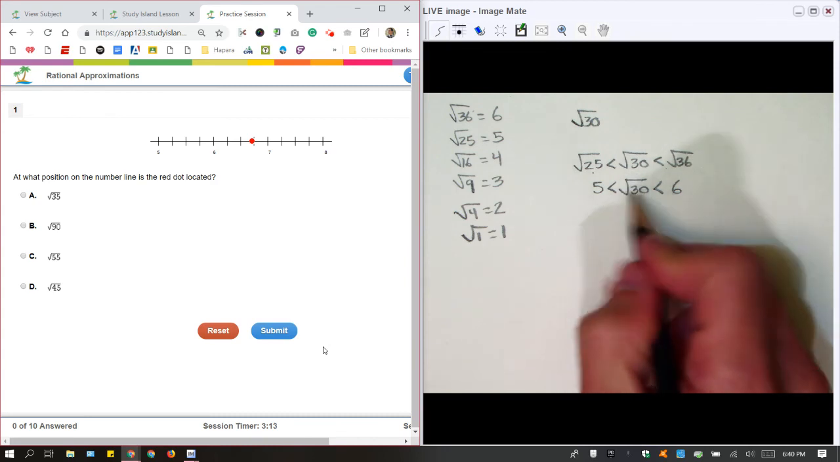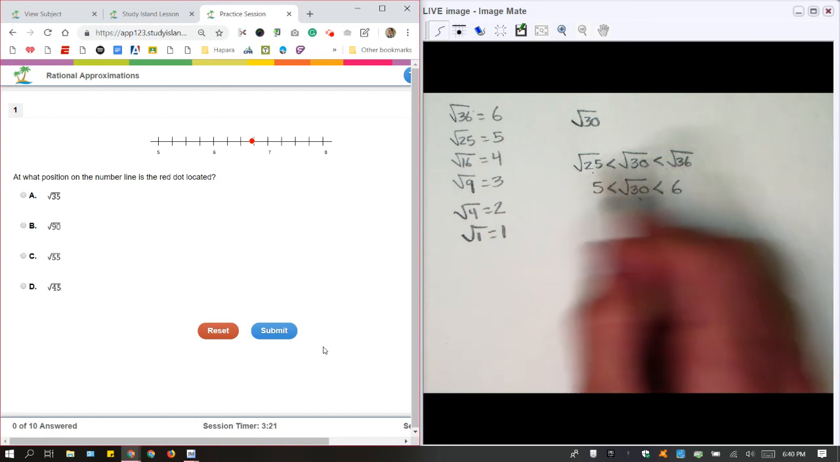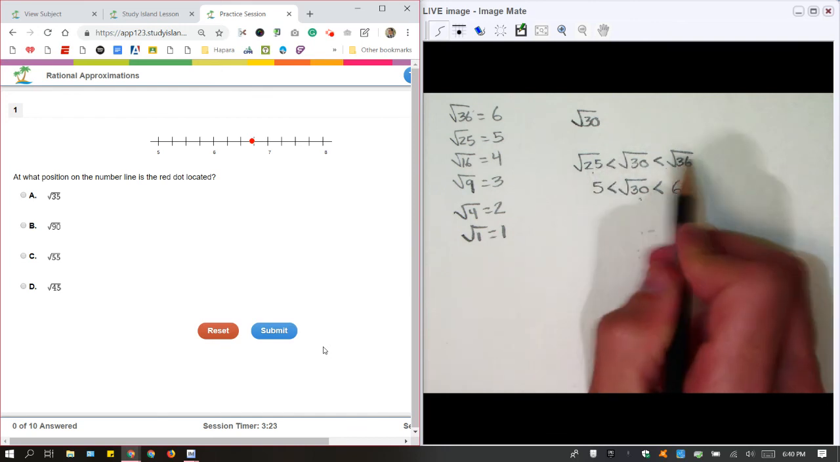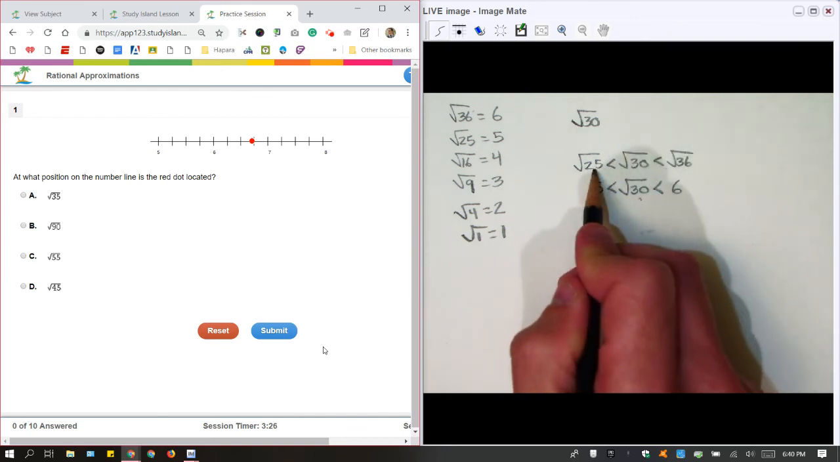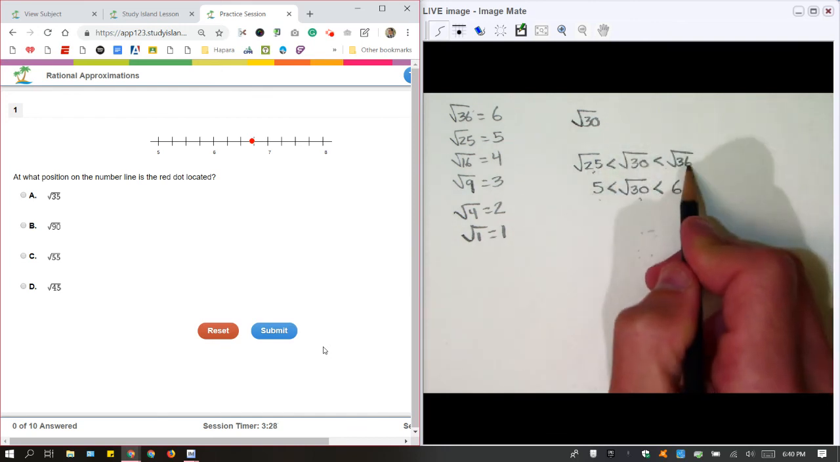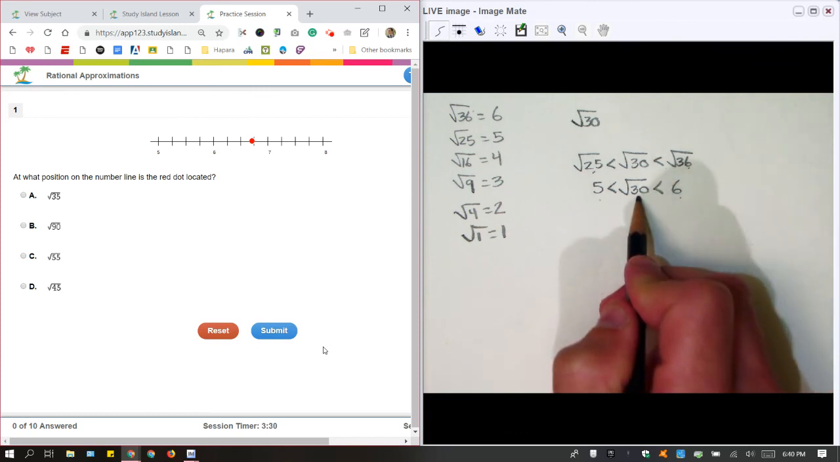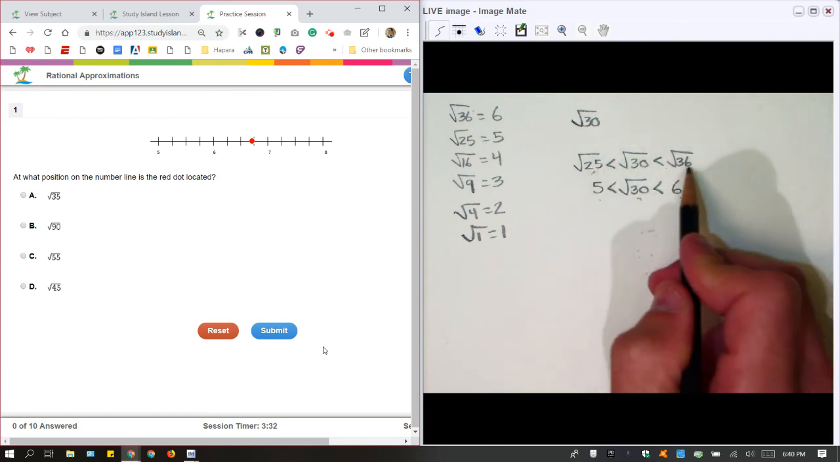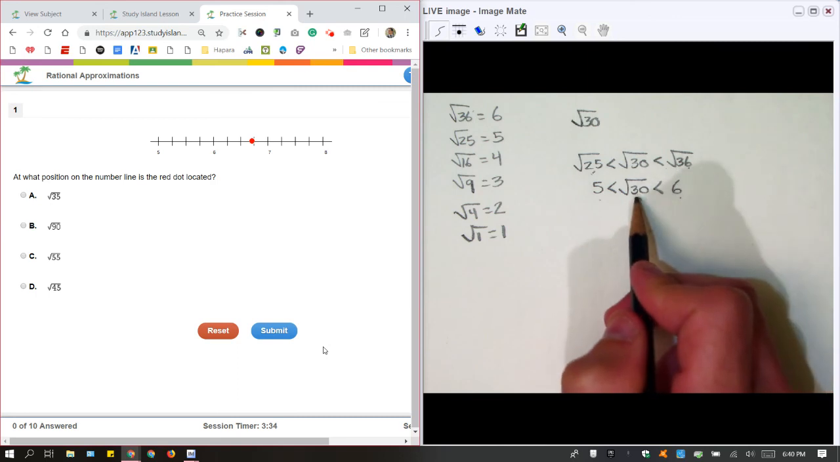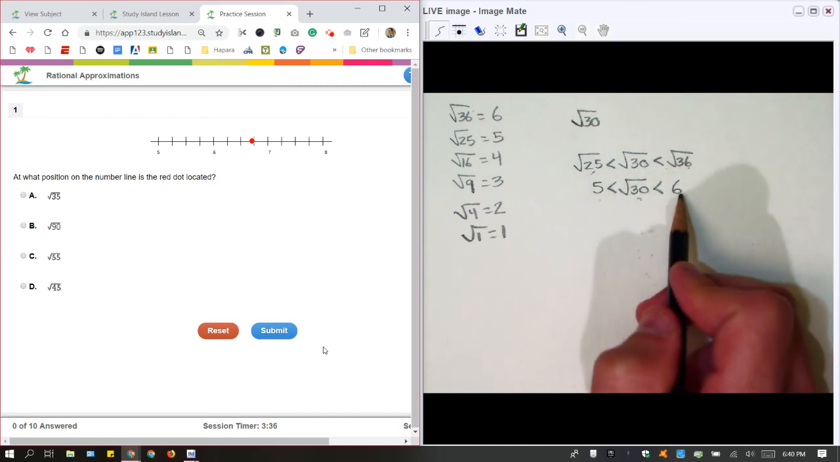It's figuring out, if you're trying to take the square root of some number, what two perfect squares that number is between, and what the square roots of those two perfect squares are. 25 is a perfect square, 36 is a perfect square. The square root of 25 is 5, the square root of 36 is 6. So the square root of 30, being between the square root of 25 and the square root of 36, must be between 5 and 6.